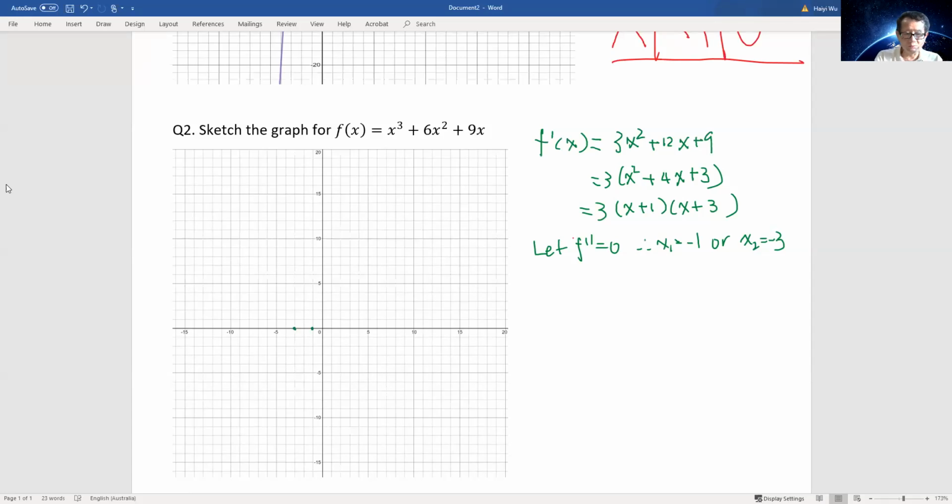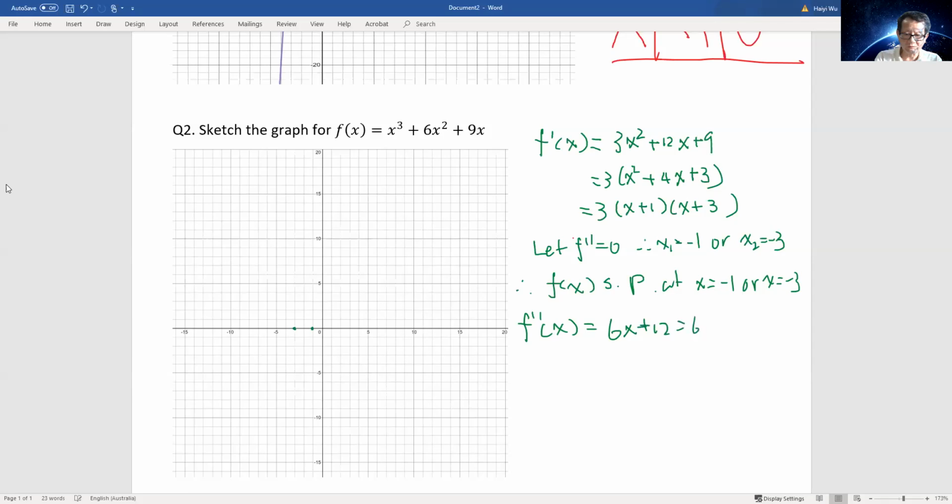All right, now let's test which one is which. Therefore, at these 2 points, the graph could be stationary. So f(x) has a stationary point at x equal to -1 or x equal to -3. But a stationary point could be a maximum or a minimum, we don't know. So we need a second derivative. So let's do the second differentiation. So differentiate to 6x plus 12.